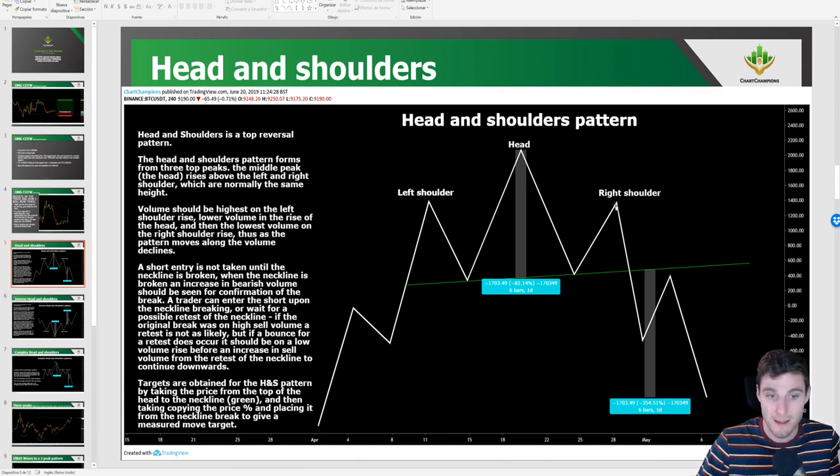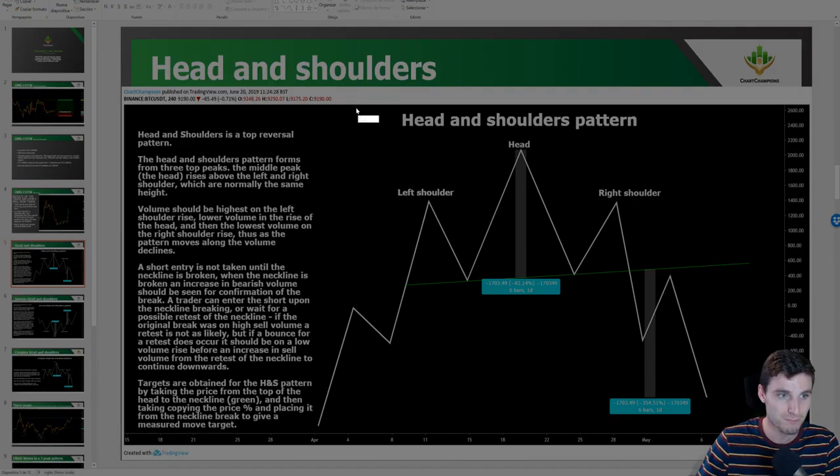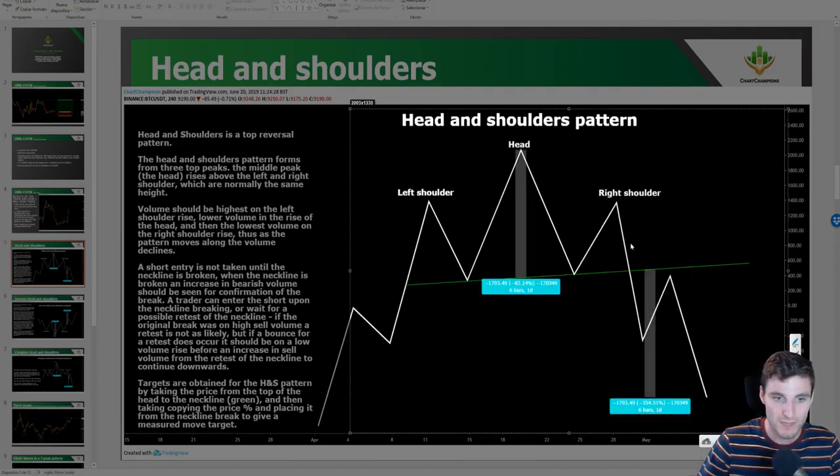We've seen a break of the neckline. So this is the neckline. You draw a trend line connecting the low of the left shoulder and the right shoulder peaks, which is the neckline. There's your head and shoulders, and there's your neckline. A head and shoulders pattern at this point is not confirmed.